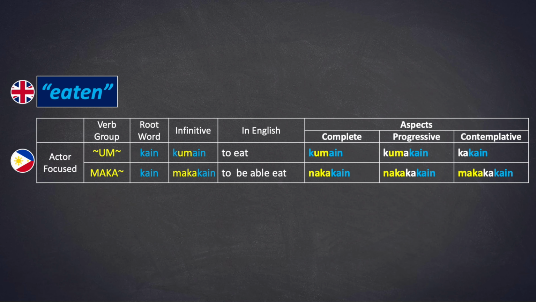With the English perfect tense, we use two Tagalog verb equivalents to approximate the context of the English verb eaten. We use the infinitive verbs kumain, to eat, and makakain, to be able to eat. Then we add the adverb na as emphatic marker.